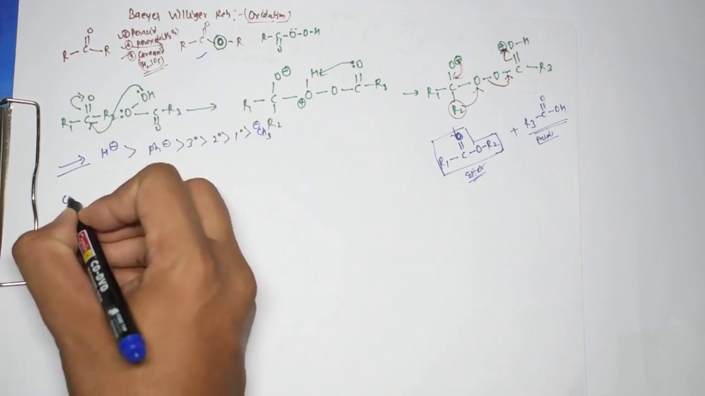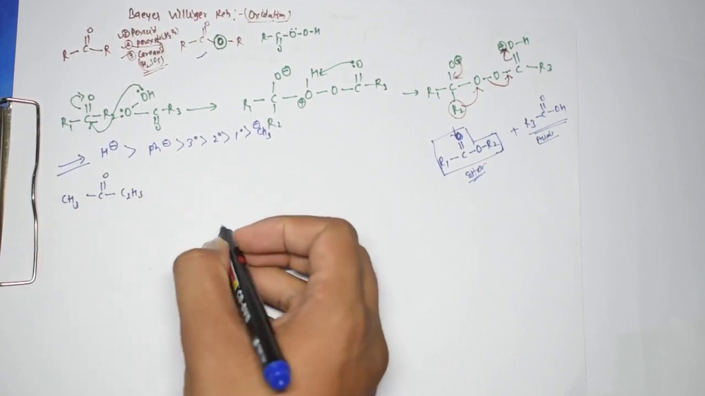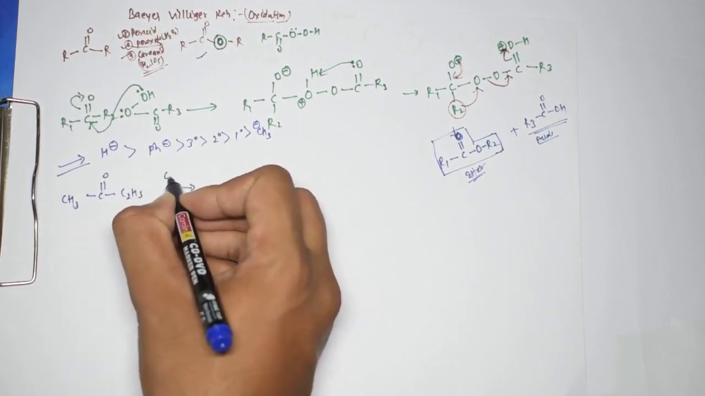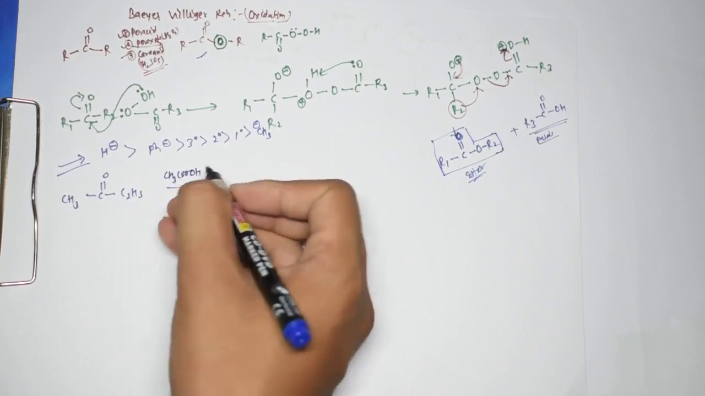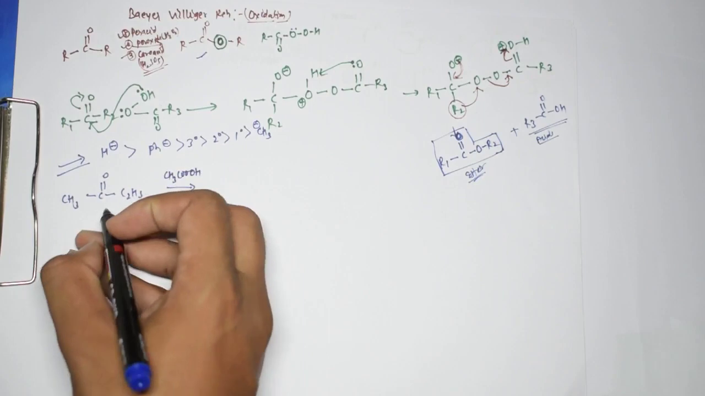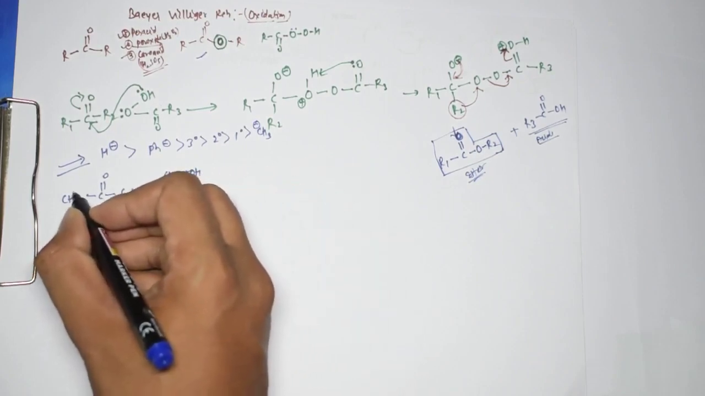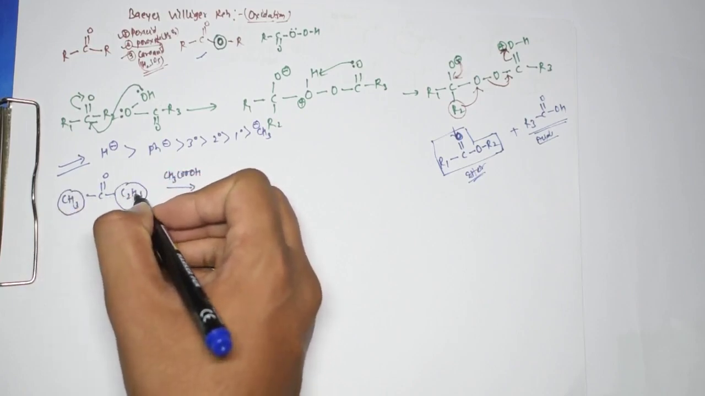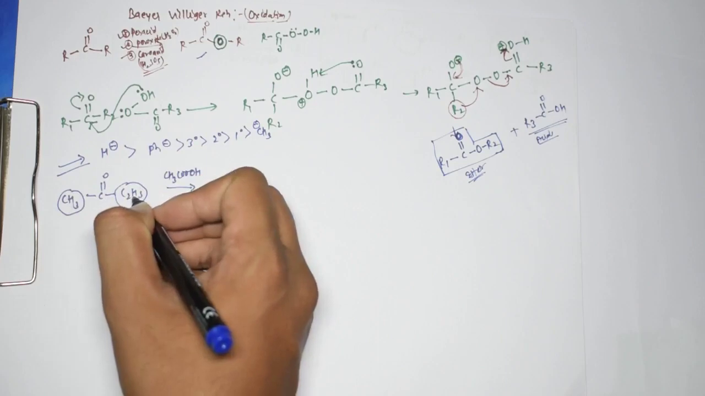If we have this CH3 C double bond O, and here we have this C2H5, and let us take CH3 COOH as the per acid. Now, what will be the product over here? On one side we have this CH3, and on the other side we have this C2H5. The migratory aptitude of this methyl is less than this ethyl.